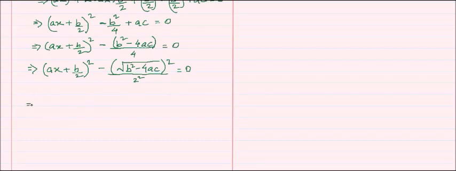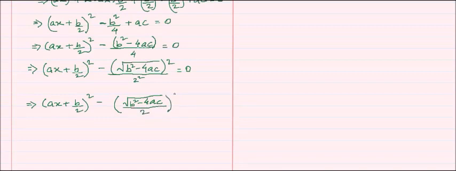So we can combine the numerator and the denominator. Let us first of all write the first part. And this can be written as under root b square minus 4ac by 2 whole squared equal to 0. Okay.